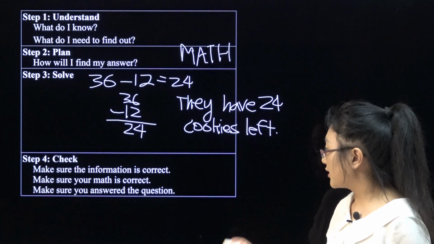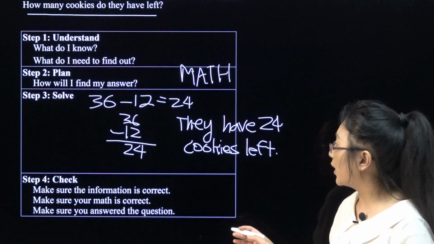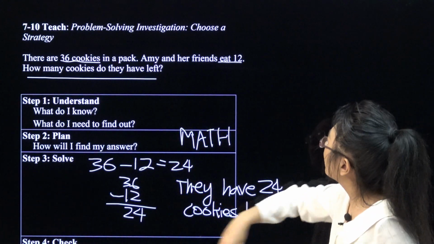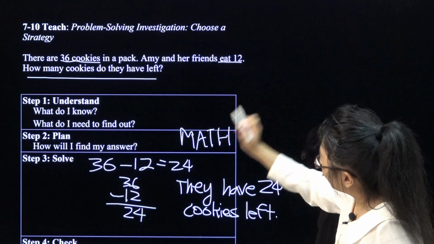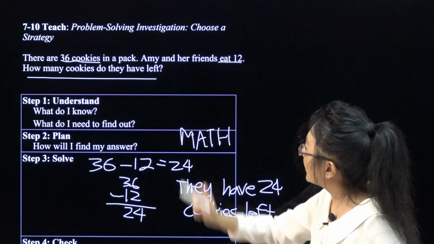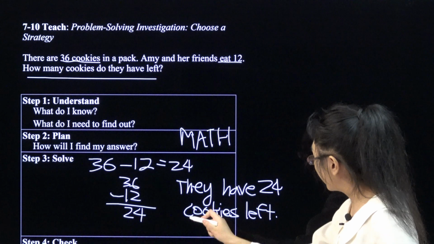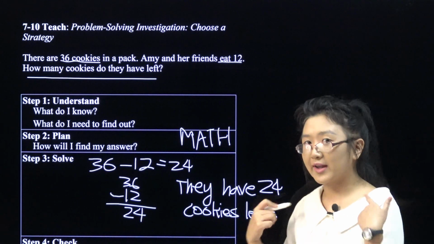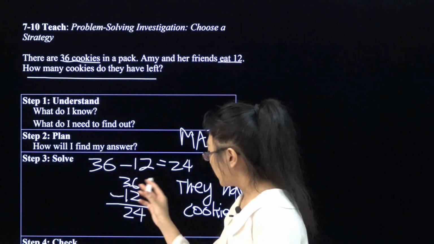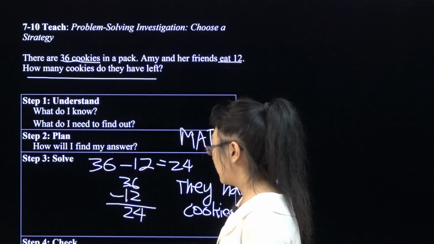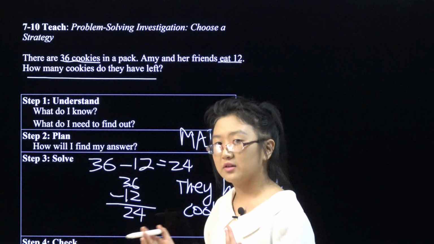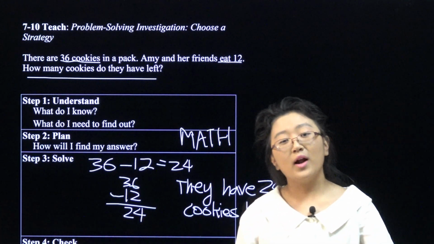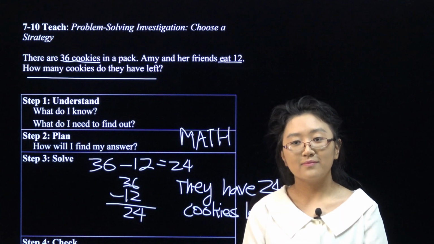Now we check our answer. Is our information correct? Is our math correct? And did we answer the question? So information, 36 cookies in a pack. That's what we started with. Amy and her friends eat 12, so we take away 12. How many cookies do they have left? They have 24 cookies left. So our information is right, and we answered the question. But is our calculation right? 36 minus 12, 6 minus 2 is 4, 3 minus 1 is 2. So that is 24. So our answer is correct.